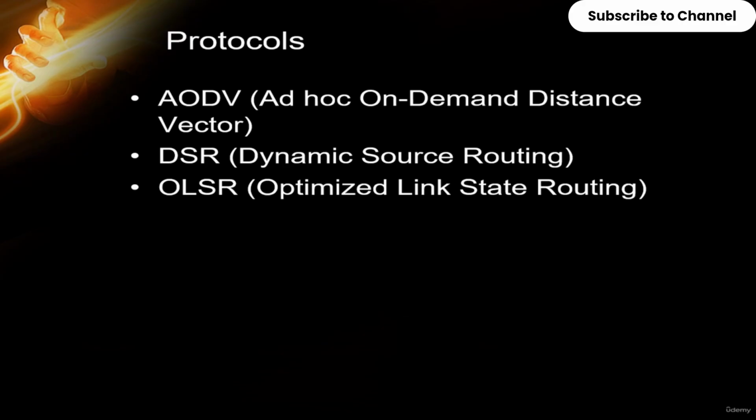So geographic routing protocols use the physical location of nodes to make forwarding decisions, such as greedy perimeter stateless routing or location aided routing. All these are examples of geographic routing protocols.